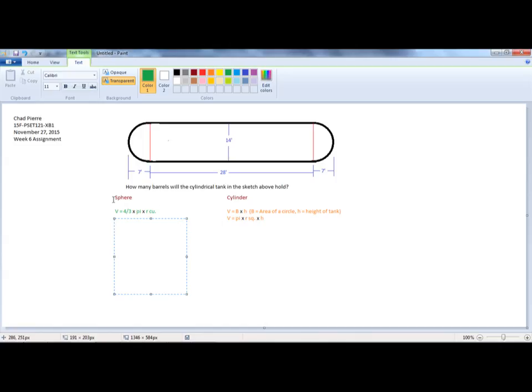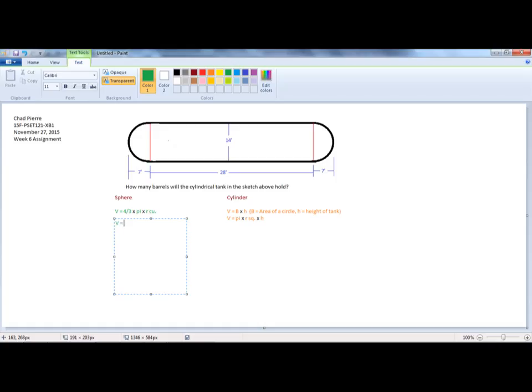The two formulas I'm going to be using are the formula for a sphere and the formula for a cylinder. The reason I'm going to use a sphere is that I'm going to go out on a limb and assume that if I cut this tank here and use this portion, and then cut this tank at this red line and use this portion, and put these two parts together, I'm going to get a sphere. The formula for the volume of a sphere is volume equals 4/3 times pi times the radius cubed. So let's use that formula and figure out the volume of our sphere.